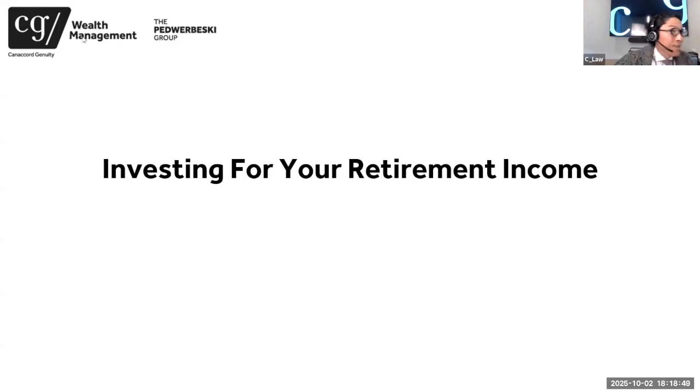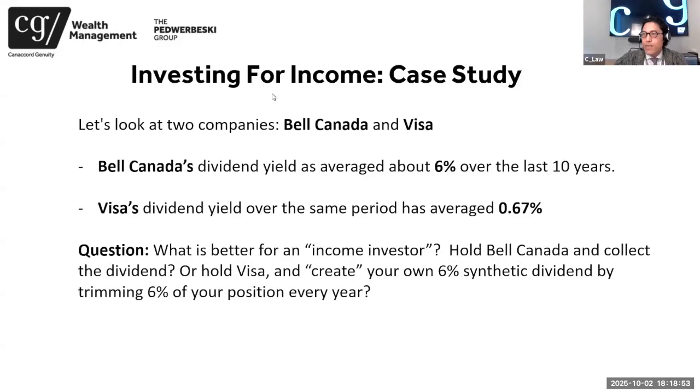Okay, thanks, Leon. So, investing for your retirement income: we're going to do a quick study between Bell Canada and Visa. Over the last 10 years, the dividend for Bell Canada has averaged 6%, whereas Visa's dividend over the same time period has averaged just over half of 1%. So the question is, is it better for an income investor to hold Bell Canada and collect the dividend, or hold Visa and create your own 6% synthetic dividend by trimming 6% of your position every year?